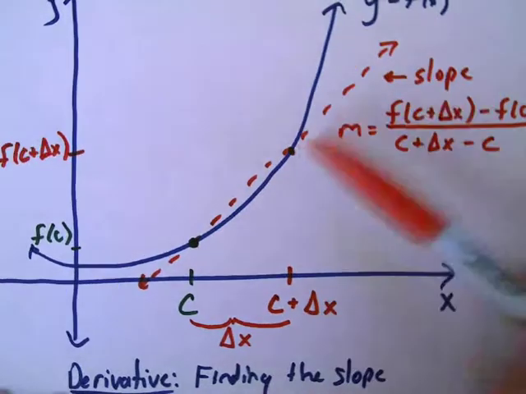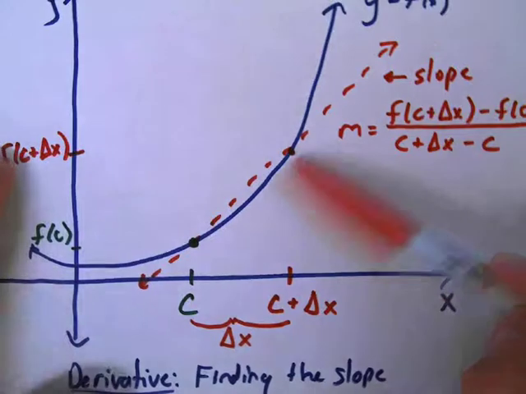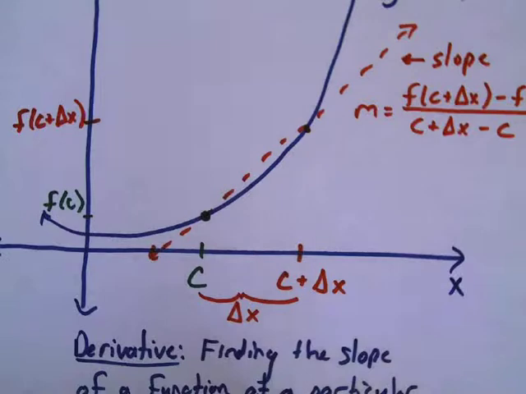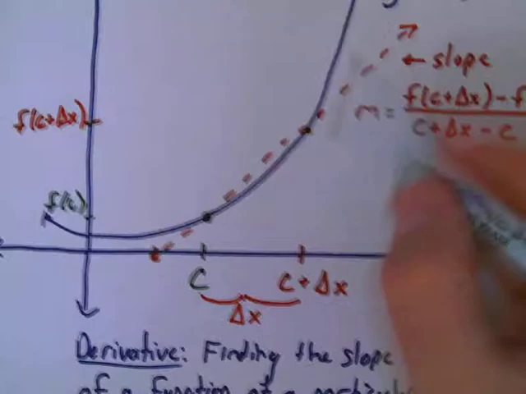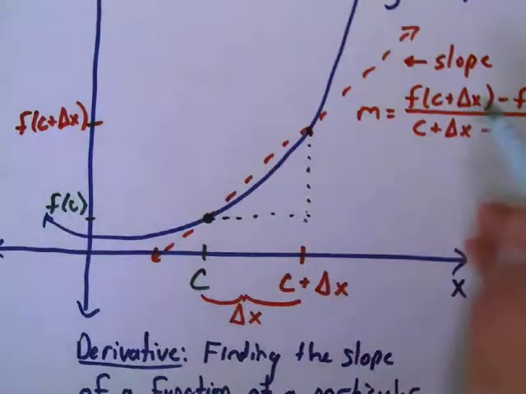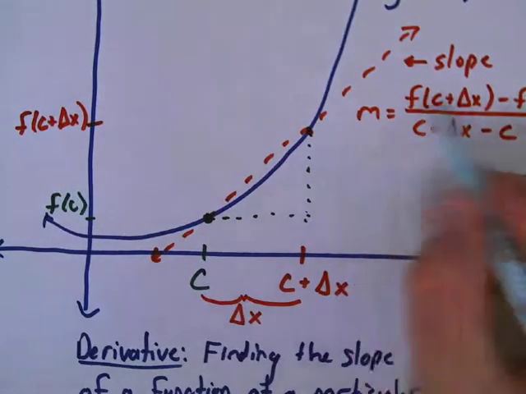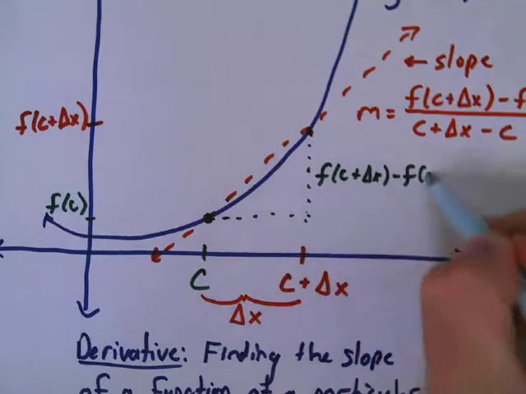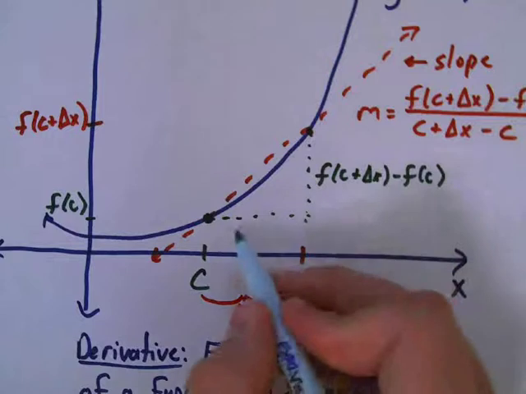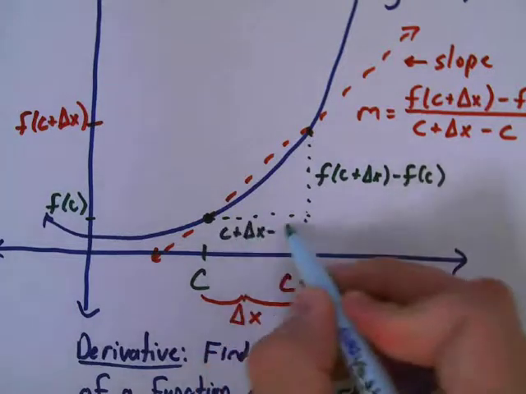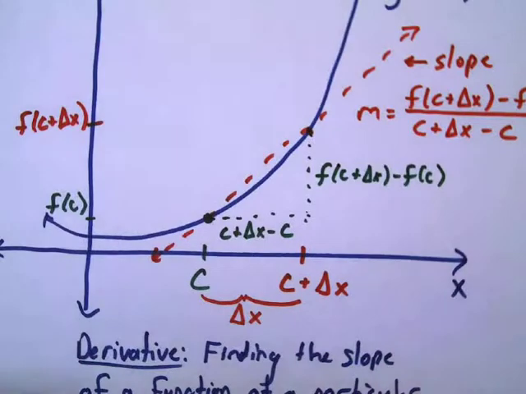Okay, so again, y2 minus y1, so it's this distance. Let me draw it in a different color here. Okay, this distance here is y2 minus y1, so f of c plus delta x minus f of c. And this distance here is c plus delta x minus c. Okay, it's just the slope of that line.